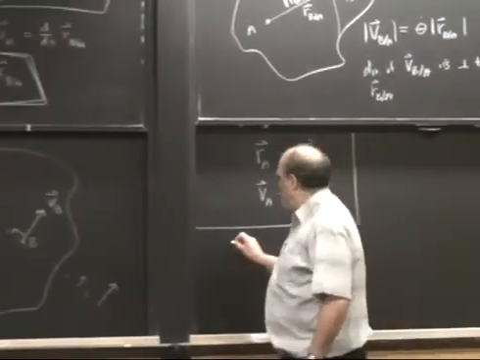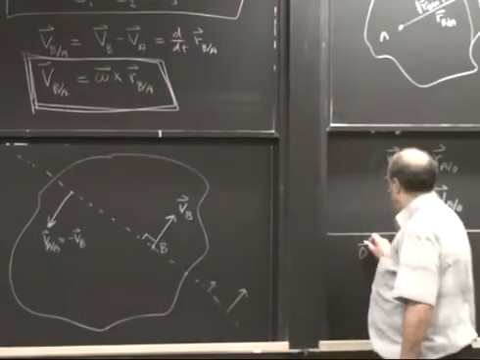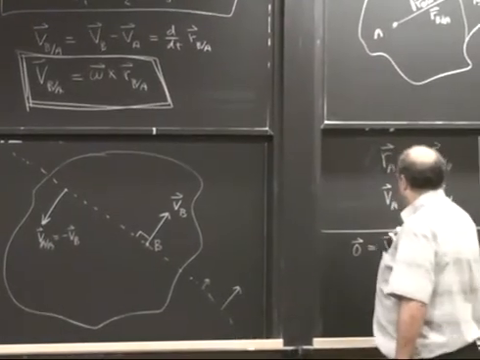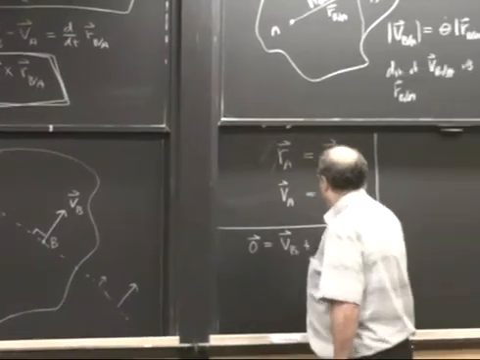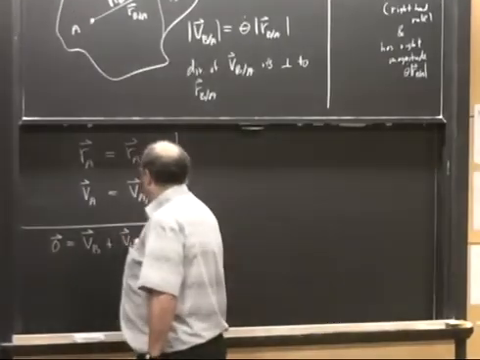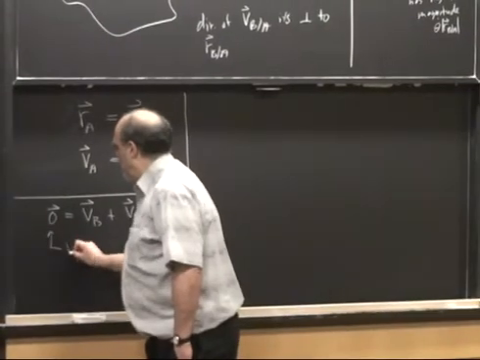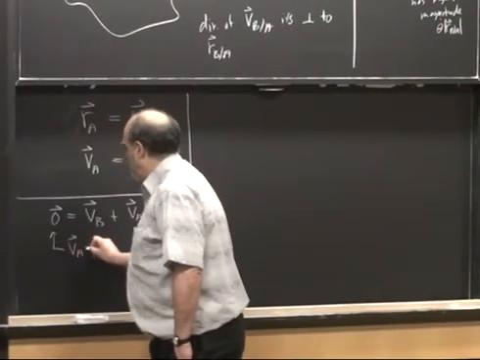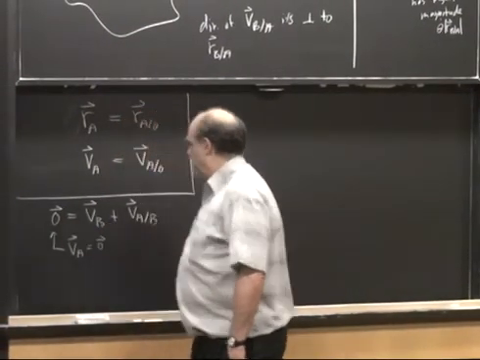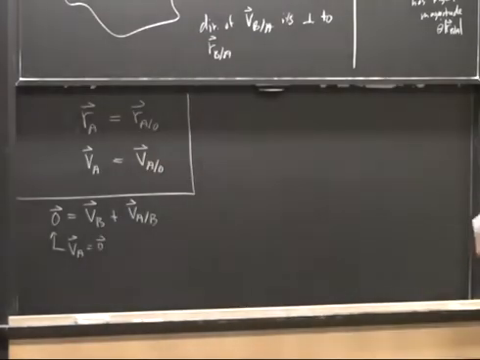So what we have is that 0 is equal to the velocity of B plus the velocity of A with respect to B. Why is that 0? Because we're trying to find a point where the velocity of A is equal to 0. Is that clear?